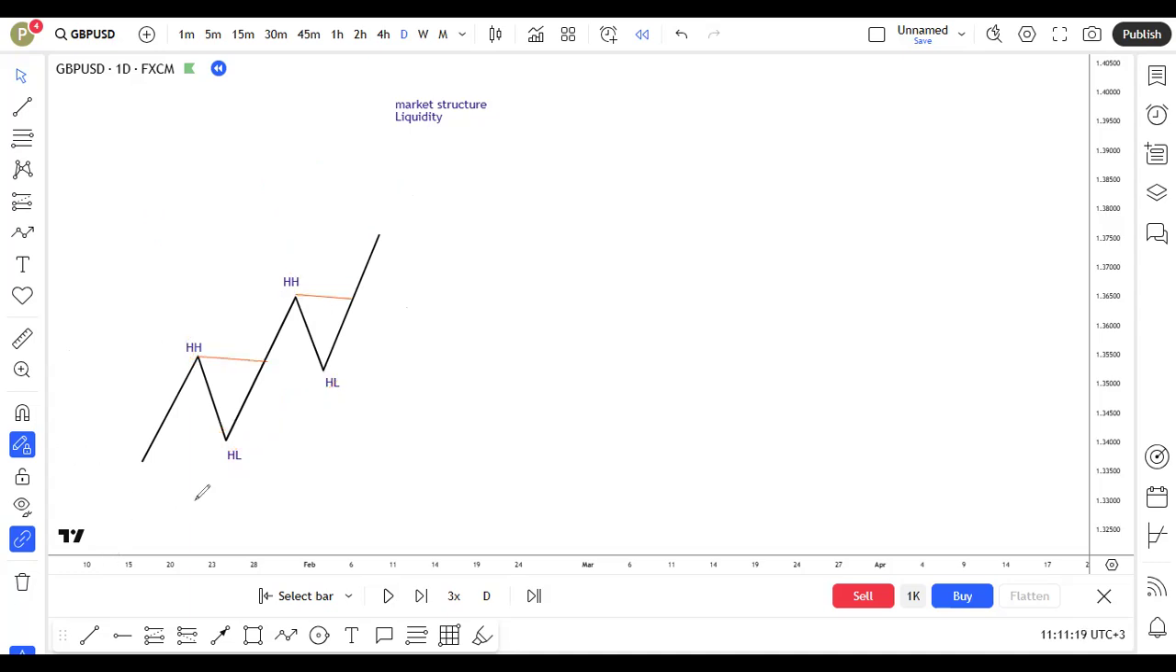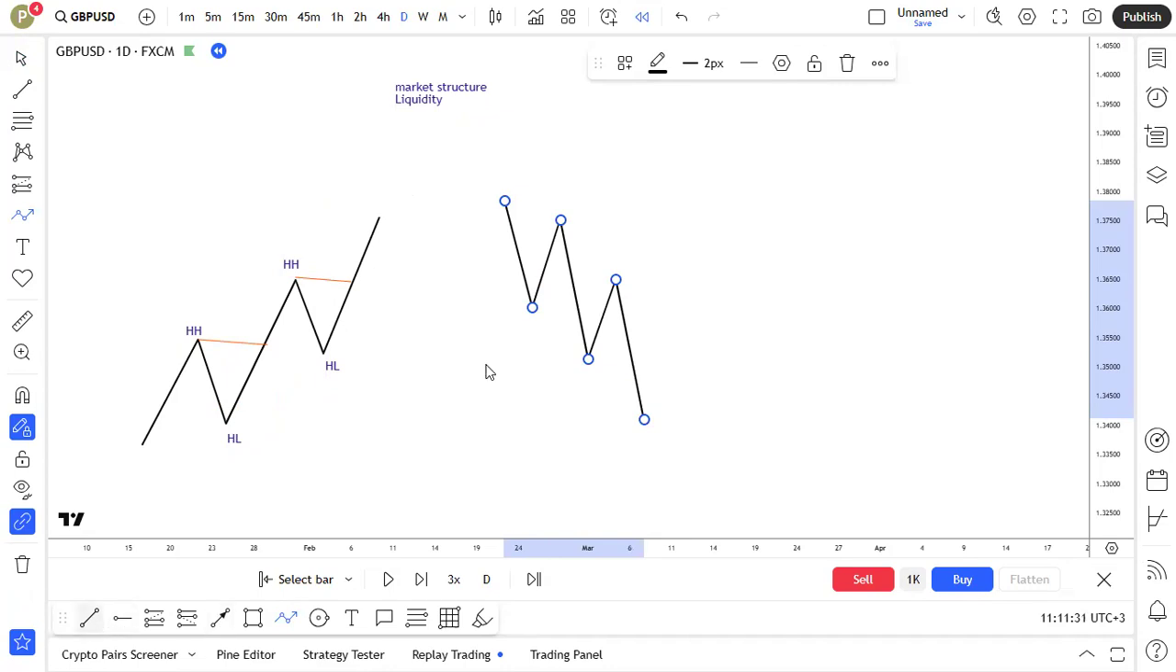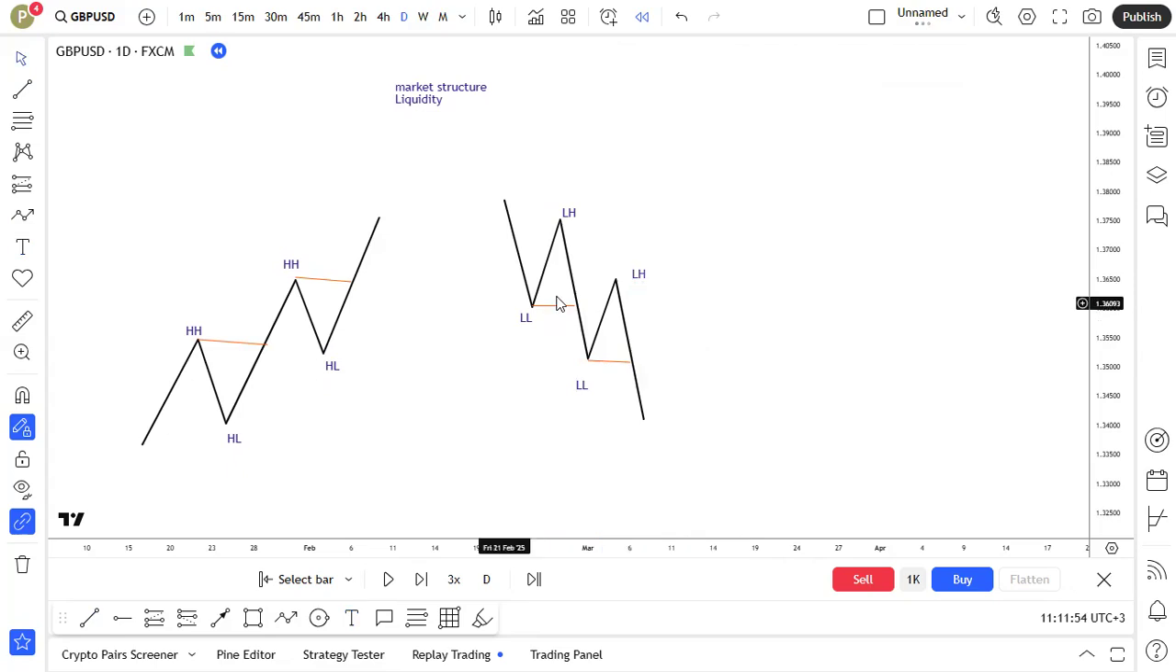When we are bearish, it's just the opposite of this. We are forming lower lows and lower highs. So you will see price creating these, breaking structures to the downside, and forming these lower lows, lower high, lower low, and lower high. That's how simple it is when it comes to a bearish market.